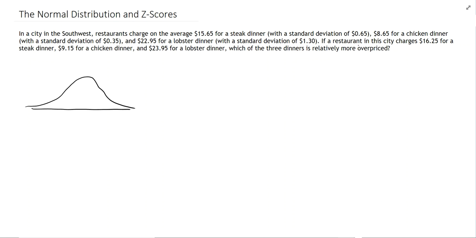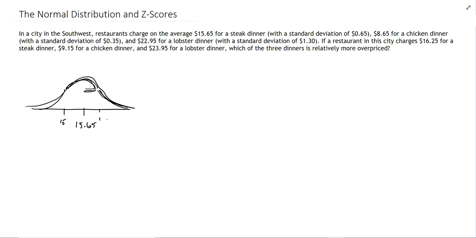We're assuming that it's a normal distribution, and the standard deviation is 65 cents. So when we're looking at our normal distribution, the mean here will be $15.65, and the standard deviation is 65 cents. If I go from the middle out to the point where it changes from concave down to concave up, I know this distance is 65 cents. So this would be $15 on this side, and $15.65 plus another 65 cents makes it $16.